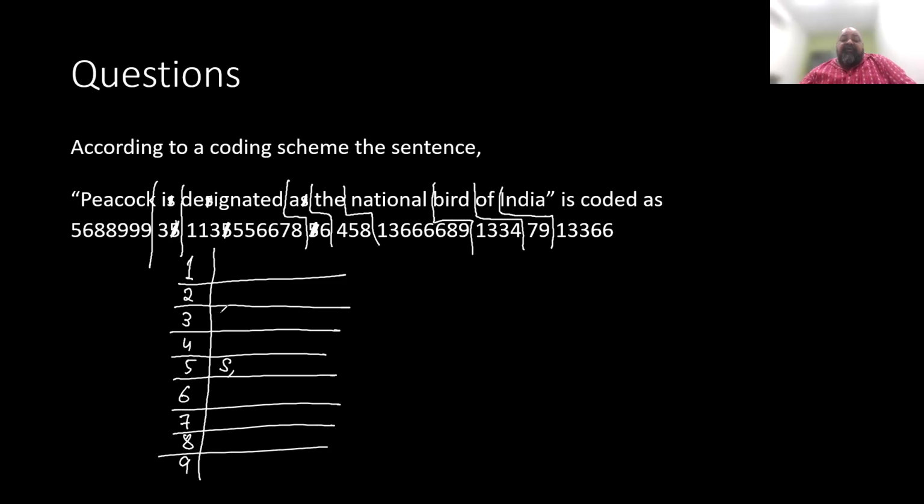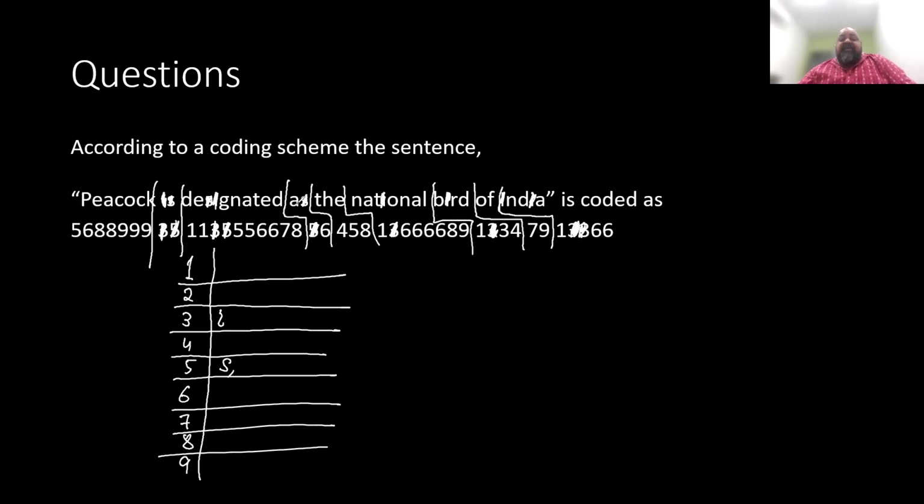So 3 has to be a code for I. We can remove the I, we can remove the 3, and we can do that from all other words. So I goes away, 3 goes away. I goes away here, 3 goes away here. Again, I goes away here, 3 goes away here. India has two I's, so I and I go away. 3 and 3 are removed.